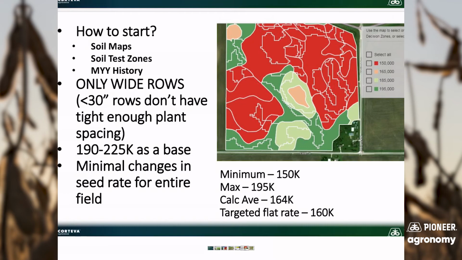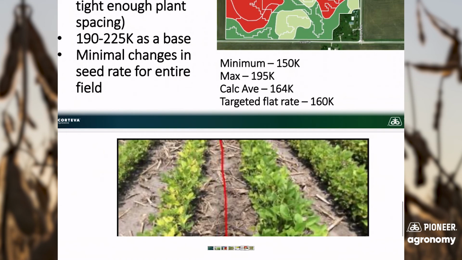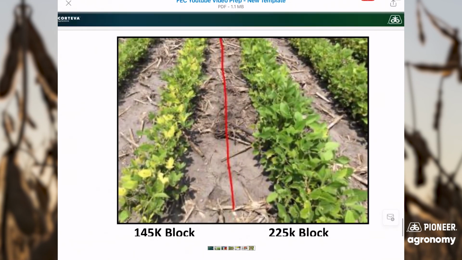I like to use 190 to 225,000 as a base to start in those high pH areas, but that doesn't really change in the grand scheme of things. It doesn't really change the whole field variable rate script that much. In this case, the grower wanted to start at about 160 as his targeted flat rate. We put in a minimum of 150,000 here on the red areas as a non-high pH area, and bumped up a couple other areas, and we really maintained an average of only 4,000 more per acre.